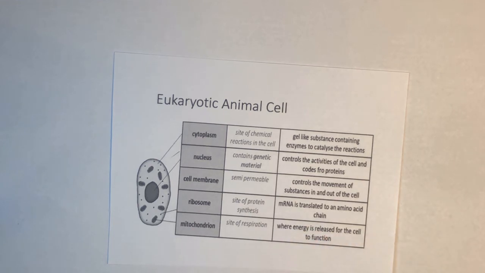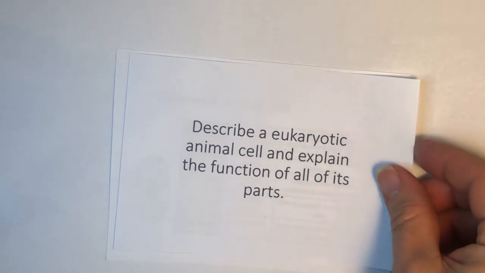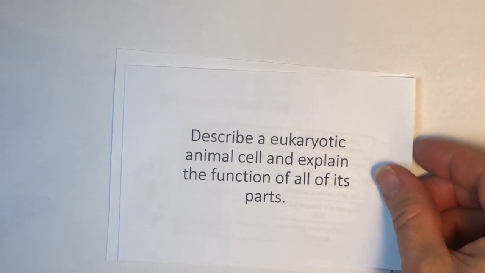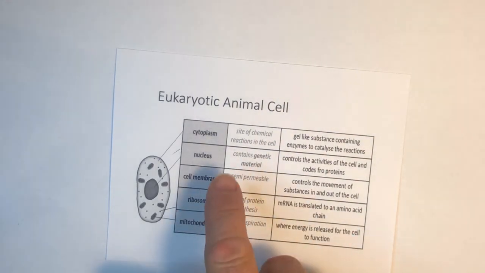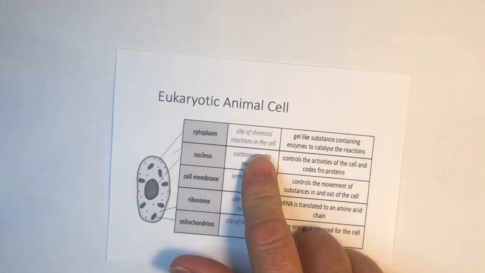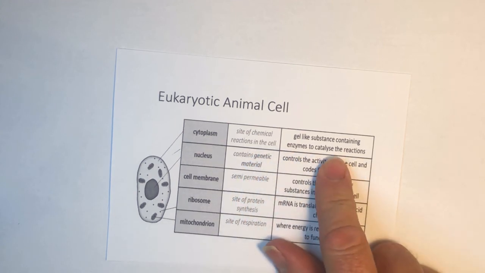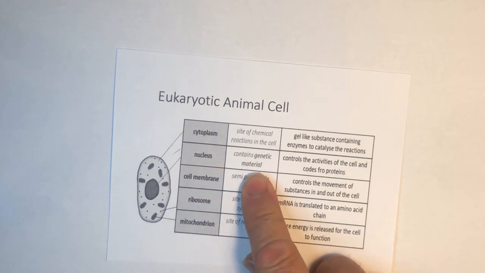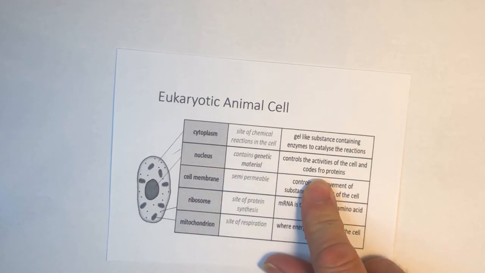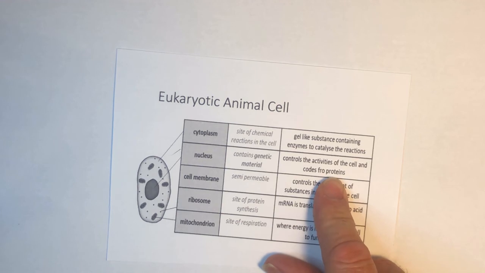Now that is your extended answer to describe a eukaryotic animal cell and explain the function of all its parts. So you need to be able to write down: cytoplasm is the site of the chemical reaction in the cell. It is a gel-like substance containing enzymes to catalyse the reactions. The nucleus contains genetic material, and it controls the activities of the cell and codes for proteins.